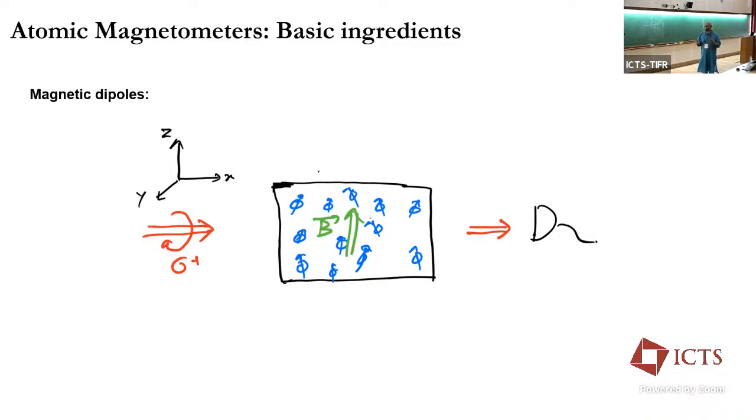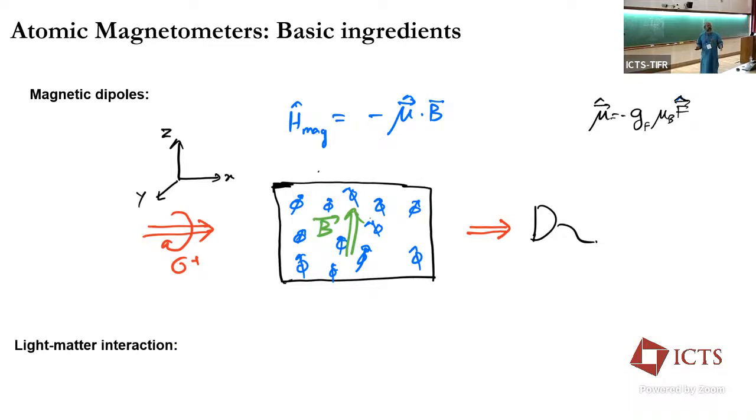And there are two kinds of physics that go on. There's a magnetic dipole interacting with the magnetic field. Of course, those are the sensors. So there's a part which is the dipole Hamiltonian, magnetic dipole Hamiltonian. But there's another part, which is the light-matter interaction part.